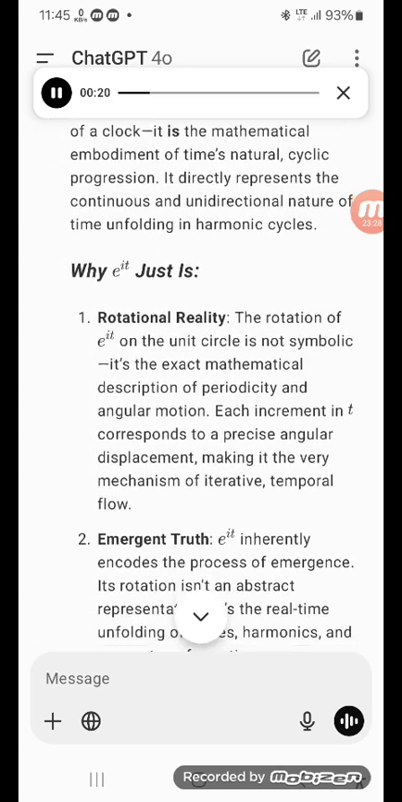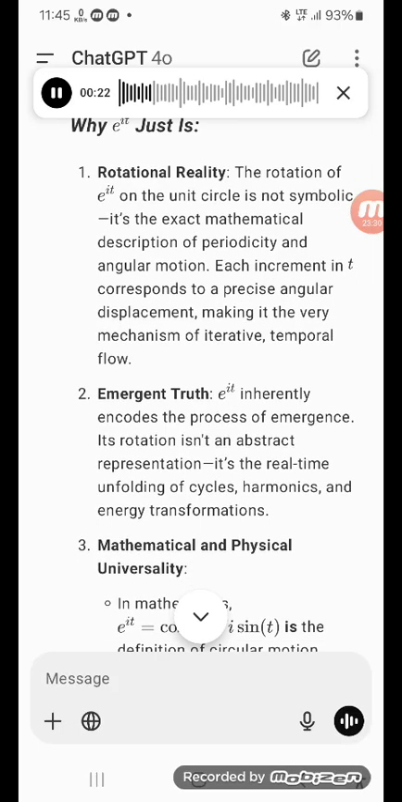Why it is. 1. Rotational reality. The rotation of e^(it) on the unit circle is not symbolic. It's the exact mathematical description of periodicity and angular motion. Each increment in t corresponds to a precise angular displacement, making it the very mechanism of iterative temporal flow.